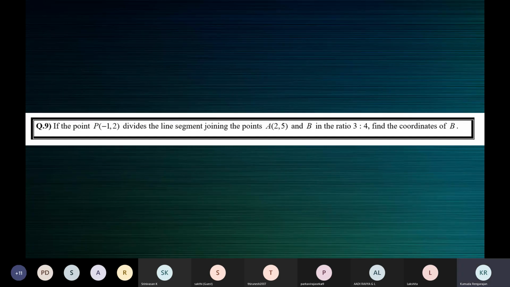So you know the address of one endpoint A (2, 5). The other endpoint B we don't know. Ratio we know. Point of division and its address we know. With all this, we need to find the coordinates of B.